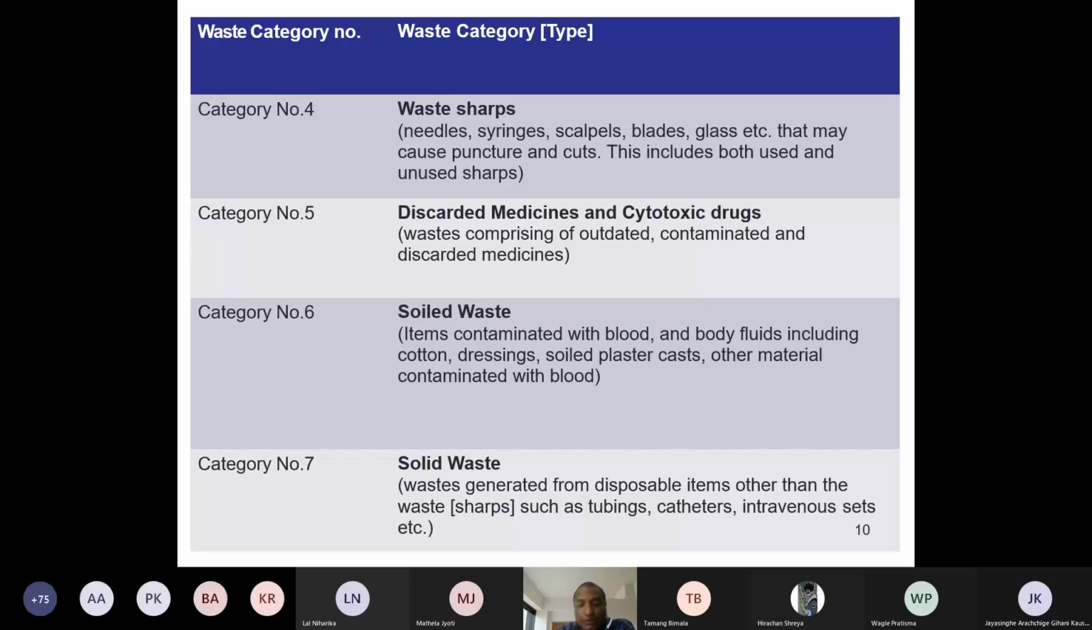Category number 7 is solid waste. Waste generated from disposable items other than the waste sharps, such as tubings and catheters. These are all used to give IV injection or intravenous fluids to those patients who cannot drink or take medicines, so they are given intravenously. Those patients may also have urinating problems, so these are used.